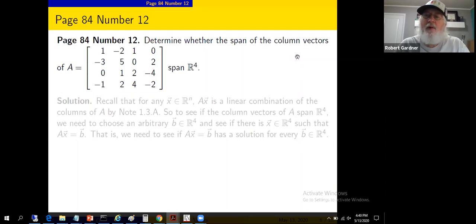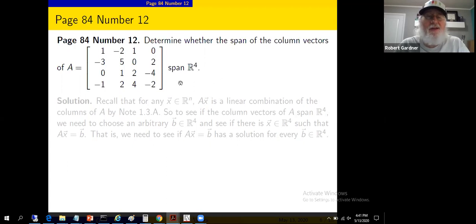The question is an oddball question maybe at this stage, but you're going to see this kind of thing again and again. Ooh, there's the word span. Oh, it's been a while. When we were talking spans of sets of vectors 2 or 3 sections ago, what was it? The set of all linear combinations of those vectors, I think it was. It says determine whether the span of the column vectors of matrix A is R4. So do these 4 columns span R4 is the question. Okay.